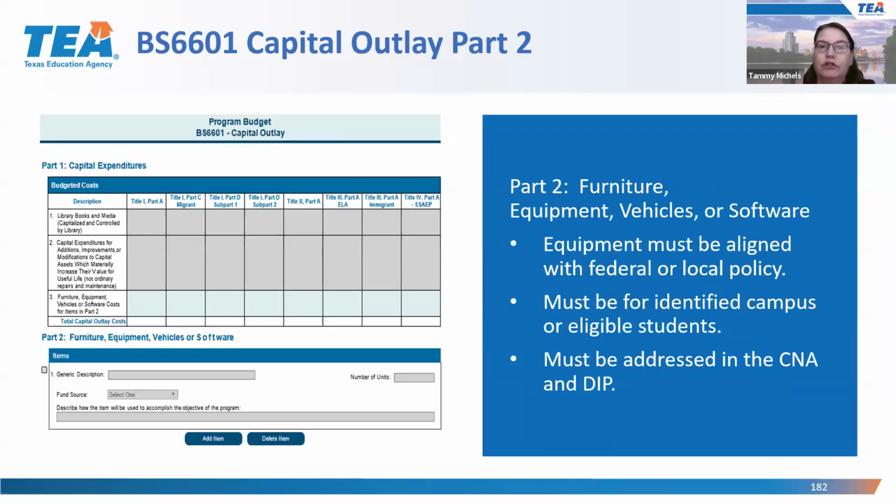And now let's discuss Part 2 for furniture, equipment, vehicles, or software. If funds were budgeted for capital outlay and we're not using lines 1 and 2 as discussed, you will need to include a generic description of the equipment, the funding source, and the number of units. Also include a description of how it will be used to accomplish the goals of the program.